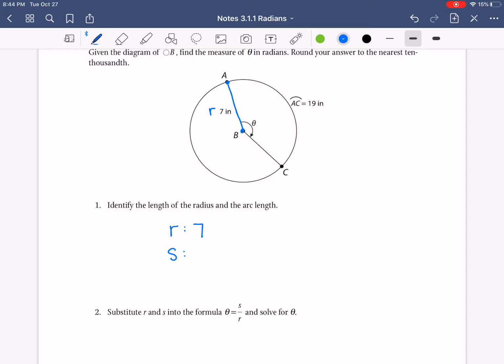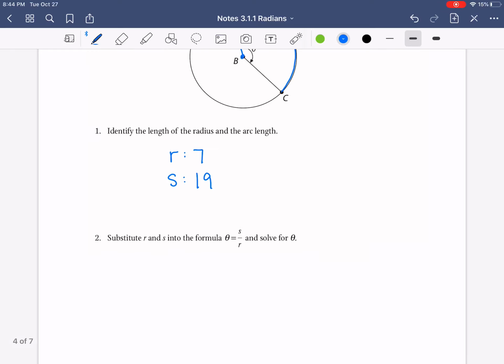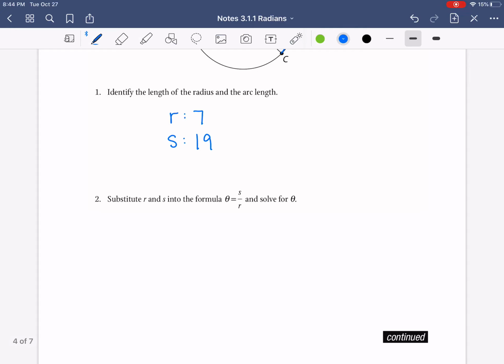The S means the arc length. That is this piece right here on the outside of the circle. It's the arc, and that is 19. So then it says, step 2, substitute R and S into the formula, theta equals S over R, and solve for theta. So theta equals S is 19, R is 7. I'm going to use my calculator to divide those two things. 19 divided by 7. I want 4 decimal places, so I get 2.714, and then it goes 28. So the 2 rounds to become a 3, and our units are radians.